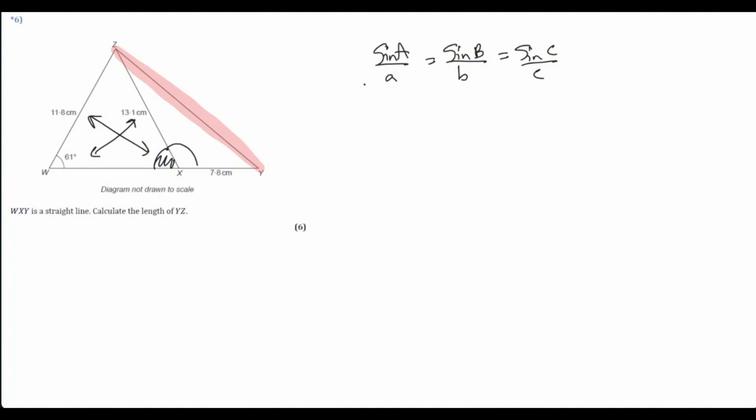Okay, I don't really need to label it here. I know I just need the opposite, and I just need two opposites really. And I do have sine 61 over 13.1. And let's just say the next one is sine B. So that's going to be sine X over little b, which is 11.8. Rearrange for sine X. So I'm going to times out the denominator, 11.8, to the other side.